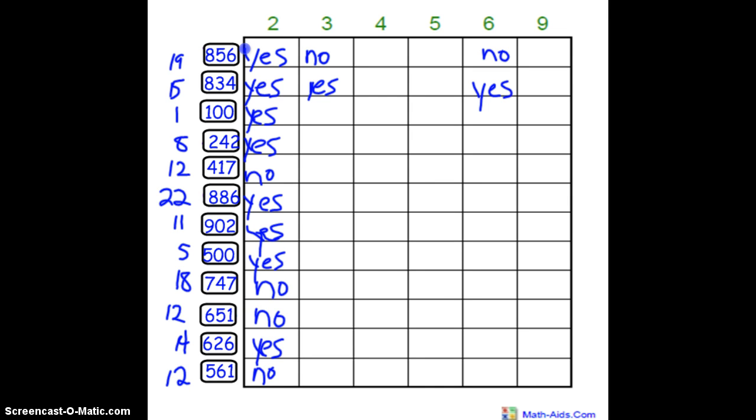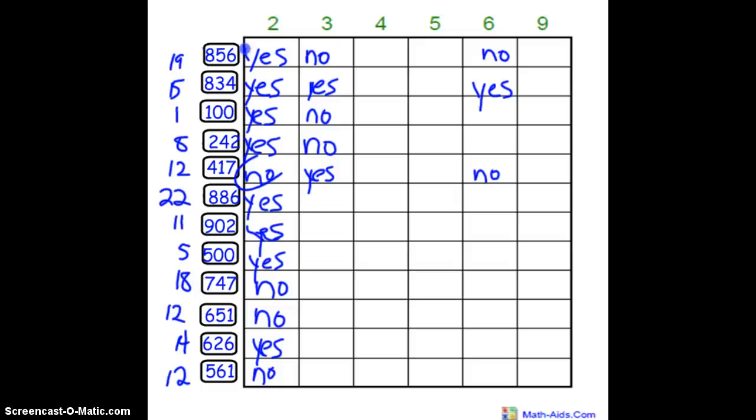We're going to look at 1. Is 1 divisible by 3? No. Is 8 divisible by 3? No. Is 12 divisible by 3? Yeah, it is. So let's think about 6's. Is it divisible by 2 and 3? No. It's only divisible by 3. So 417 is not divisible by 6 because of this one right here. That kind of throws it off.